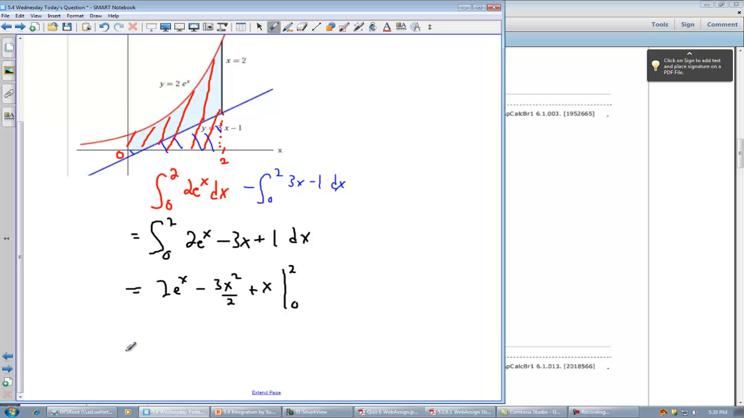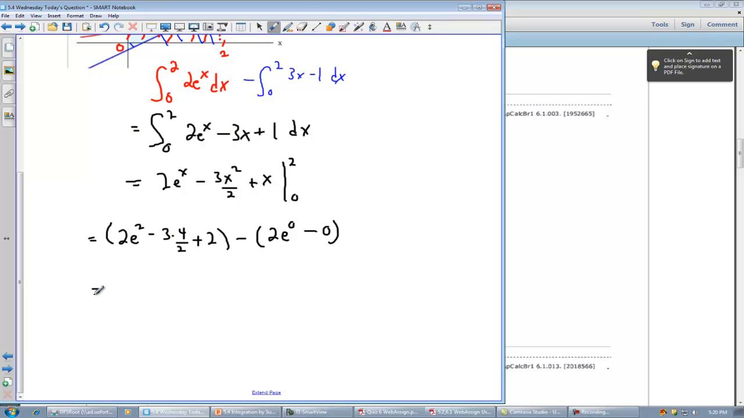And the idea is I plug in 2, so I get 2 times e squared minus 3 times 2 squared, which is 4, divided by 2, plus 2. And then when I plug in 0, I have to be careful here because I do get something other than 0, because when I plug in 0 for x in the exponential function, I actually get a 1 here. And then, of course, the other terms are 0, so minus 0. If you plug in 0 here, you get 0. If you plug in 0 there, you get 0.